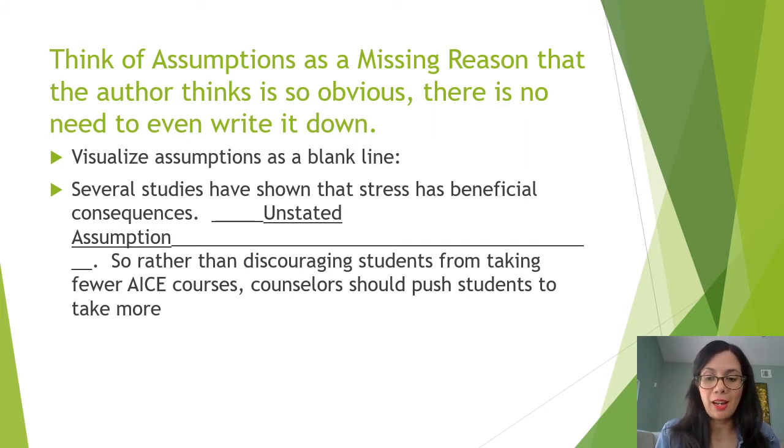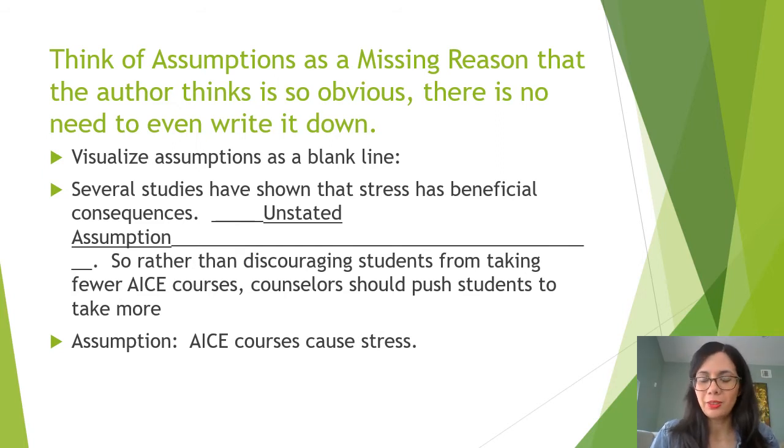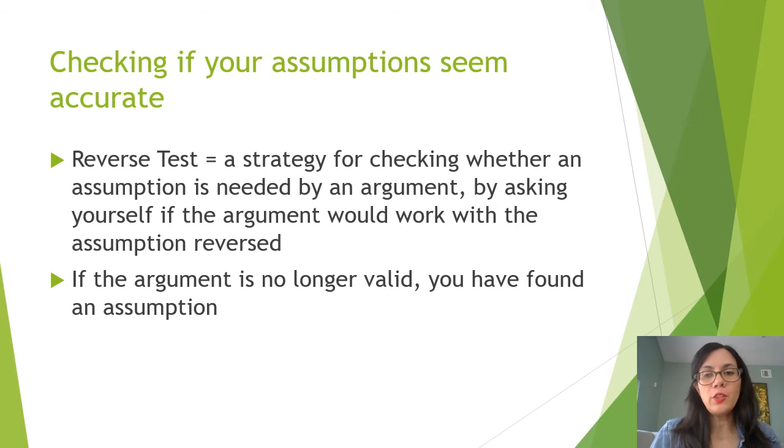And what I have to agree with is that ACE courses cause stress, right? So that's what an assumption is. One of the ways you can check if you're like, I think this is the assumption, but I'm not sure, is to get the assumption you think you found, ACE courses cause stress, and make an opposite statement out of it. ACE courses do not cause stress. If by reversing it, now the argument falls apart, you know that you did find an assumption in the argument, ACE courses cause stress.